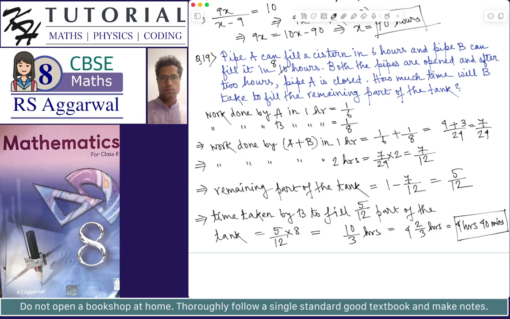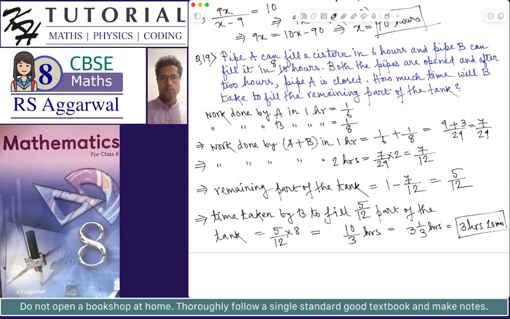10 by 3 hours, which in the mixed fraction will be 3 and 1 by 3. So 3 and 1 by 3 hours means 3 hours, and 1 by 3 hours means 20 minutes. So 3 hours and 20 minutes should be the answer.